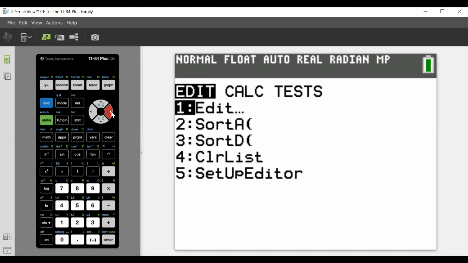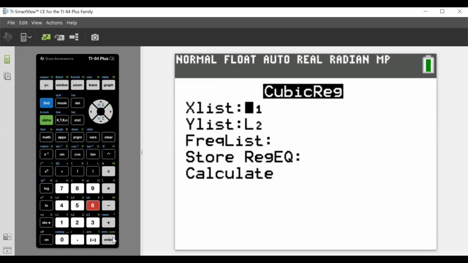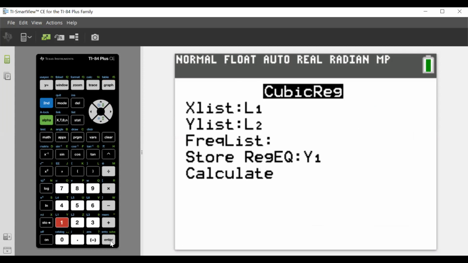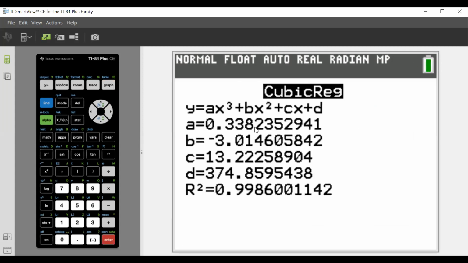Now the next thing we need to do is the cubic model. So we go over here, calc, and then we want number 6 again. Now we're going to do vars, go over, do 1, 1, enter. And now we have our cubic model: 0.338 x cubed minus 3.015 x squared plus 13.223x plus 374.860. Okay, so we've got that. And then we were supposed to calculate it at 10.